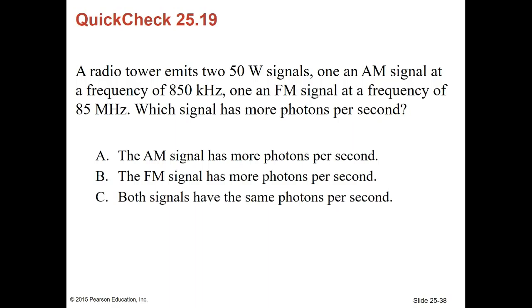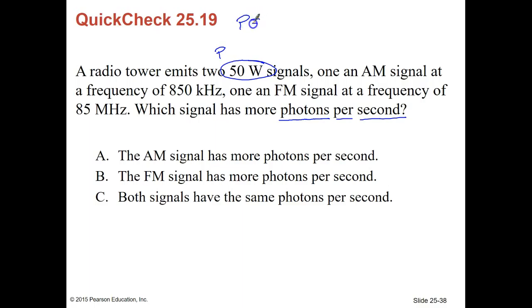This one's a little bit different. They give you a radio tower that has a certain power, and it has an AM signal with this frequency and an FM signal with this frequency. So obviously the energy per photon is higher in this one and smaller in this one, just based on E equals hf. But they're not asking about the energy per photon. They want to know how many photons there are per second.